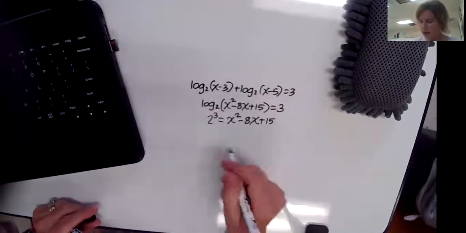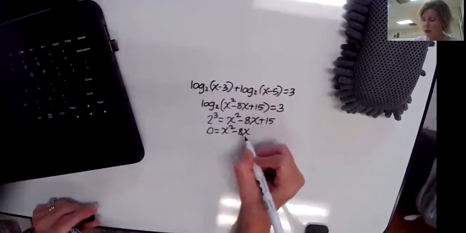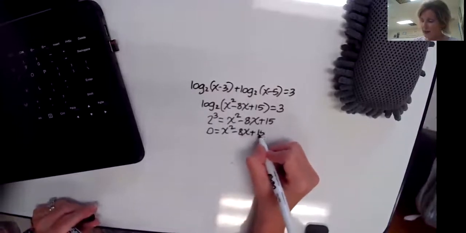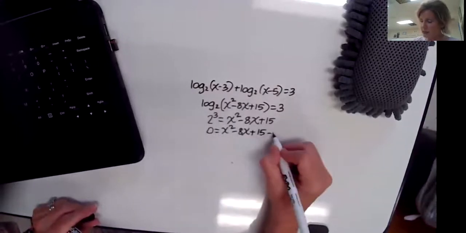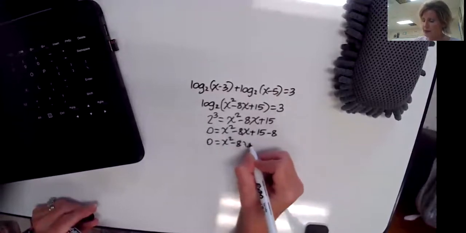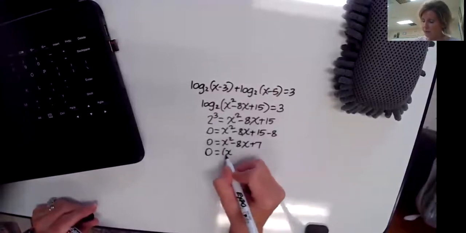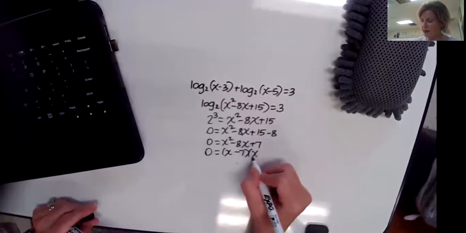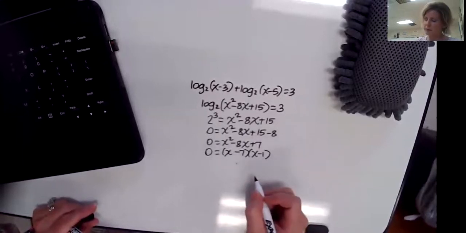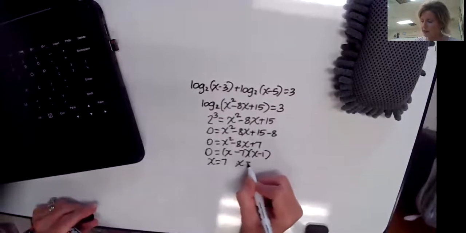Hey, I've got a quadratic equation. So that means everything needs to come to the right side in this case. So 2 to the 3rd is 8. Let me subtract 8. That means I've got x squared minus 8x plus 7. Okay, so let's try the AC method. I'm thinking it's (x minus 7)(x minus 1). I double checked it. That makes sense. So x equals 7, x equals 1.